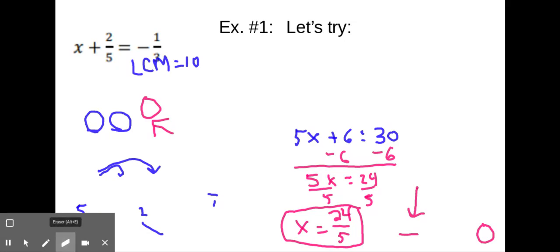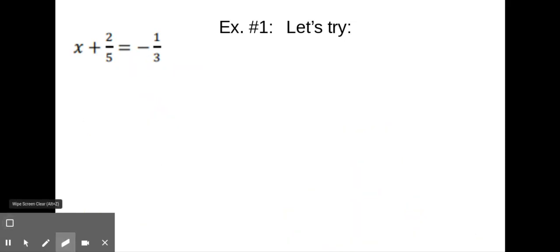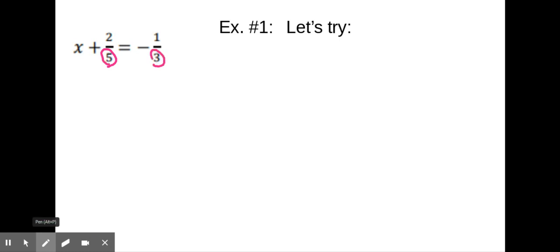Let's try another one. Here we have an equation with two fractions, 5 and 3. And I'm going to make those fractions go away by finding the LCM. 5 goes into 15 3 times, and 3 goes into 15 5 times. If worse comes to worse and you can't find the least common multiple, you can always multiply the two denominators together, and that will give you some type of common multiple. Maybe not the least common multiple, but it'll give you something that will work.